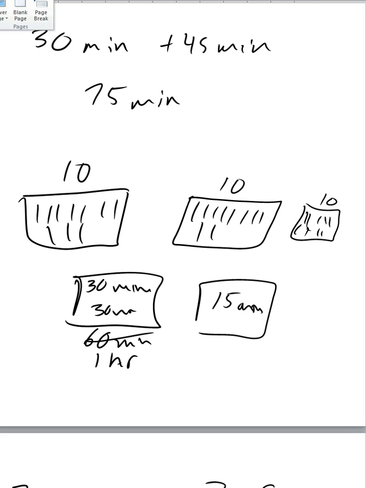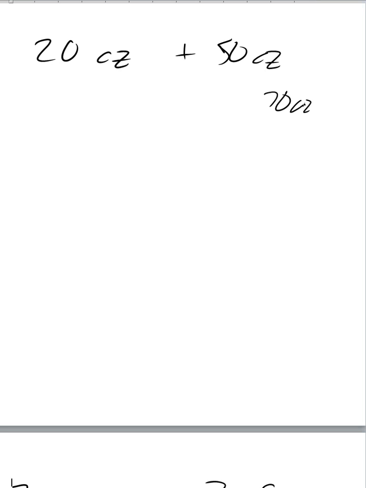Let's get us another page here. Let's say you've got 20 ounces, and you're going to add to it another 50 ounces. So together those make 70 ounces, but there's pounds in there, and there's 16 ounces in a pound. So I know how many pounds an ounce it is, just not how many ounces it is.